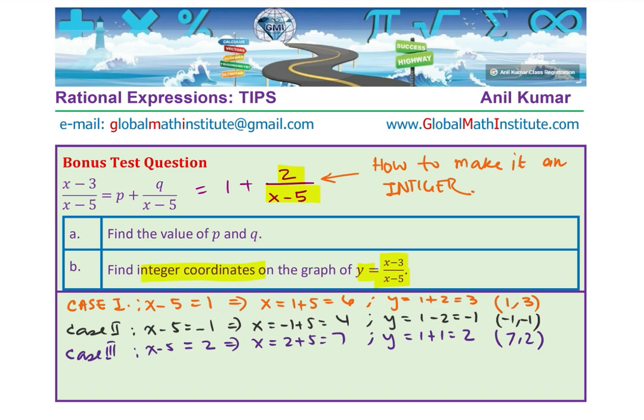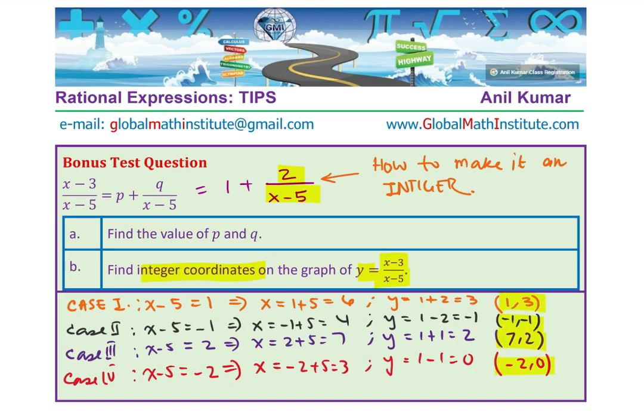And the last case which I am going to take is the case when x minus 5 is equal to minus 2, right? In that case, x will be equal to minus 2 plus 5, which is 3, and the y value will be, since x minus 5 is minus 2, 1 minus 1, right? 0. So that gives me 3, 0 as the other values. So there are 4 integer values, as you have seen here. Perfect. Amazing. Very interesting question. So we have 4 integer values.